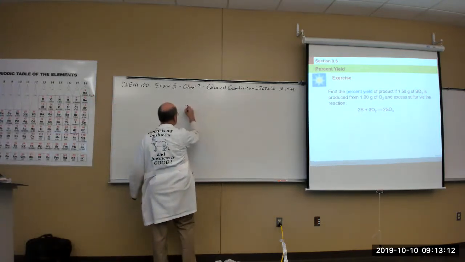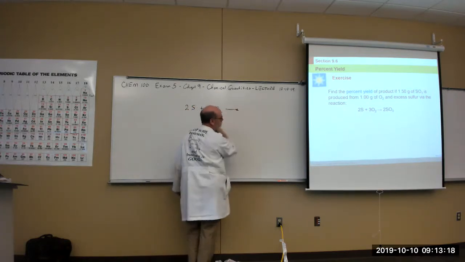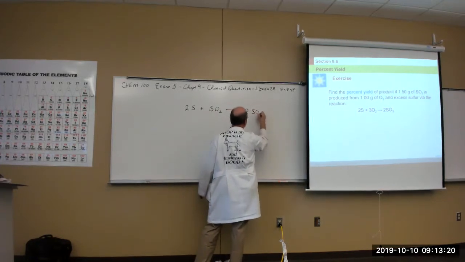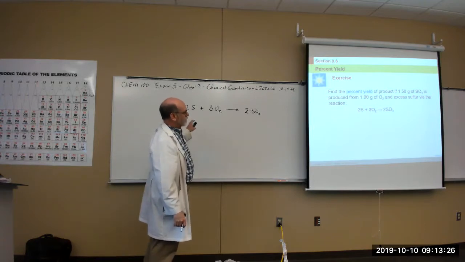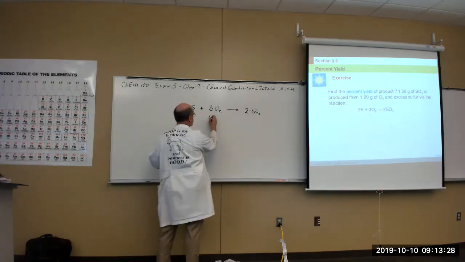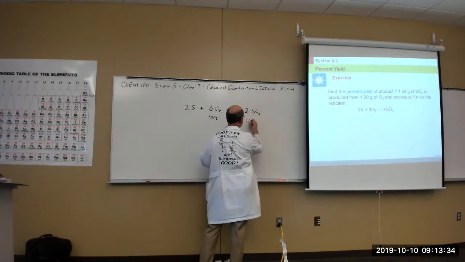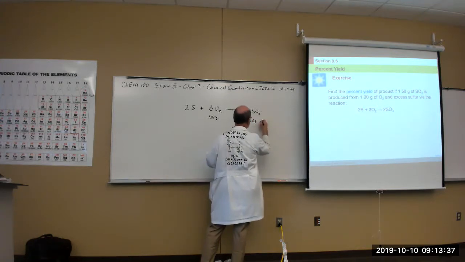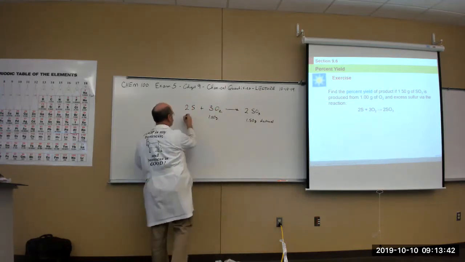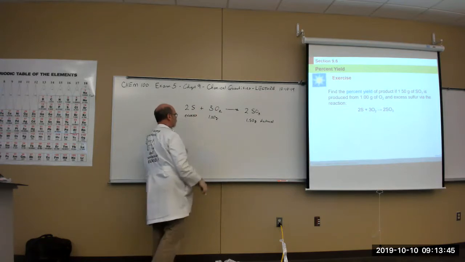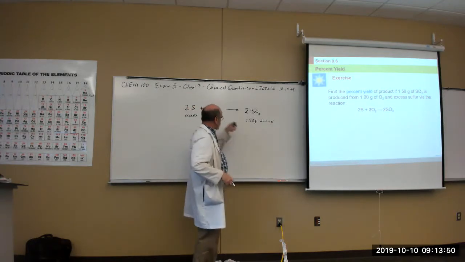So here's your balanced equation: 2 sulfurs and 3 oxygens yields 2 sulfur trioxide. And we're right up here, what we got, 1 gram of oxygen actually produced 1.5 grams. So this is actual, produced that much with excess here. And so we don't have to worry about that. So what we want to do is find out what's the theoretical amount.